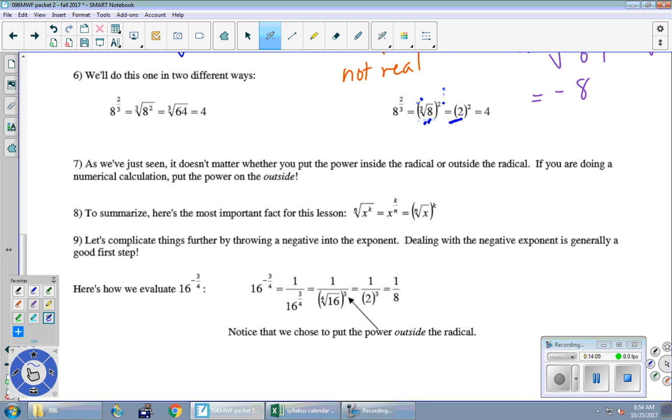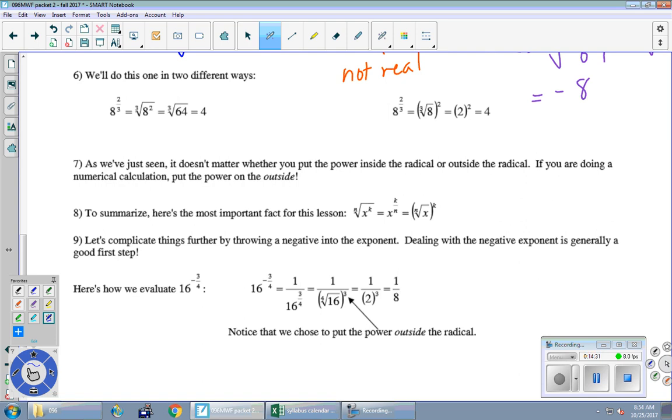That's 2. And then this 2, the square, is just sitting there waiting for us to do it. And when we do 2 squared, we get 4. And what do we notice about our 2 answers here? They're the same, and that is not a coincidence. It turns out that you can swap the order in which you do the root and the power. You can do them in either order, and you will get the same answer.